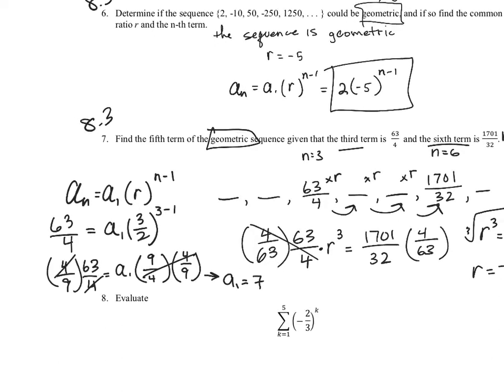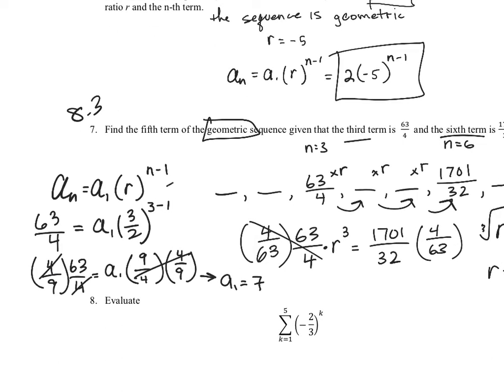And this is getting really messy. I'm writing stuff all over the place. But going back to our nth term up here, we can say now that our nth term is 7 times 3/2 to the n minus 1. And the point of generating that nth term is now I can find any term that's asked, whether it be the fifth term or the 50th term. In this case, they asked about the fifth term.